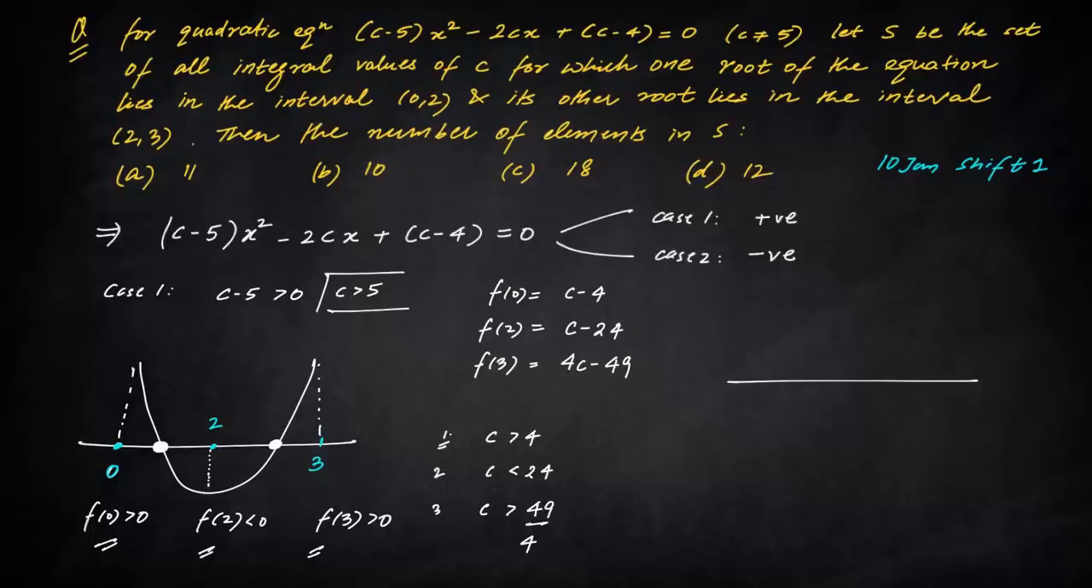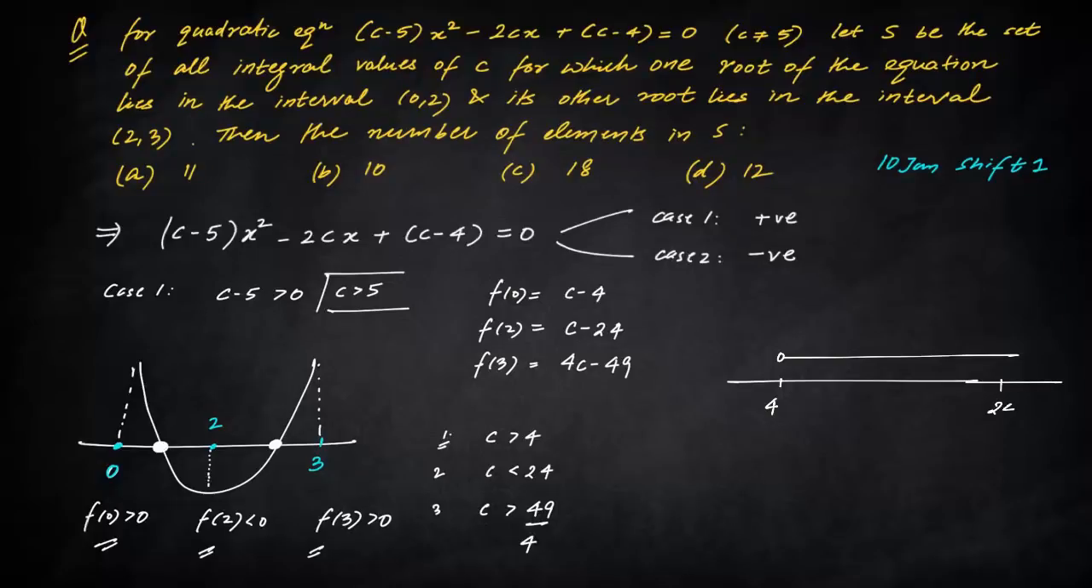So if I have to draw them on a wavy curve or a number line, let's see how you are going to draw it. The first condition is c should be greater than 4. Right? So let's say c is greater than 4. Second is c should be less than what is given, 24.